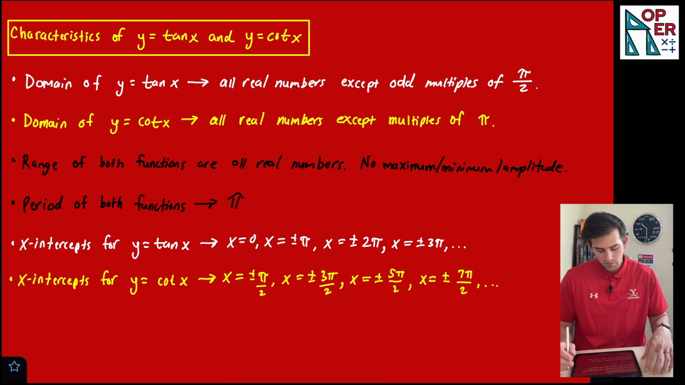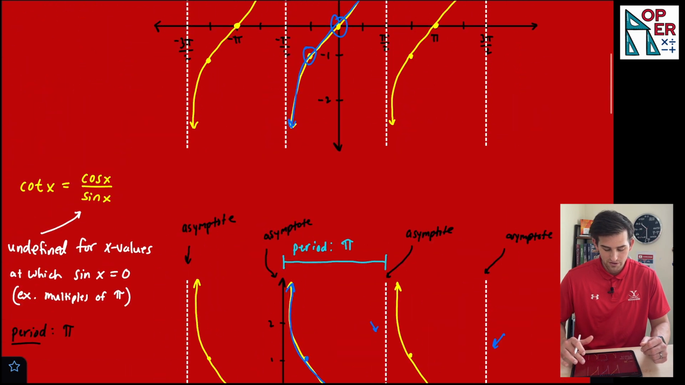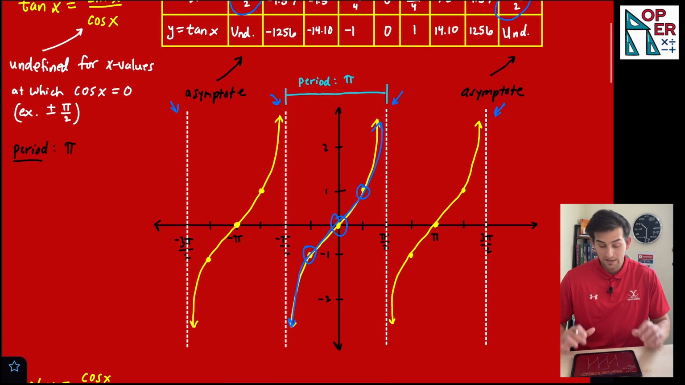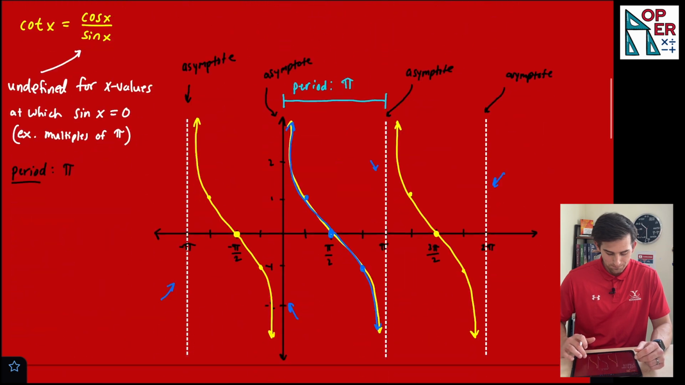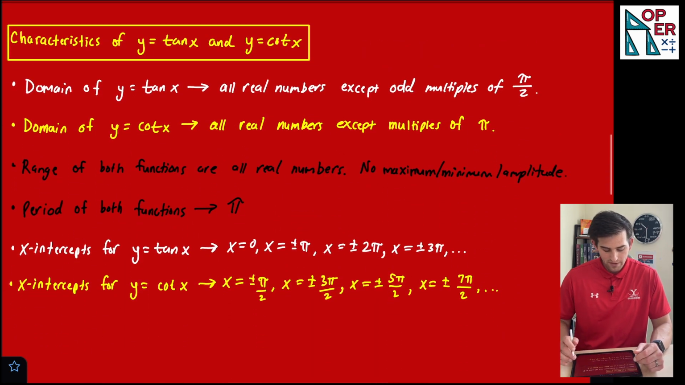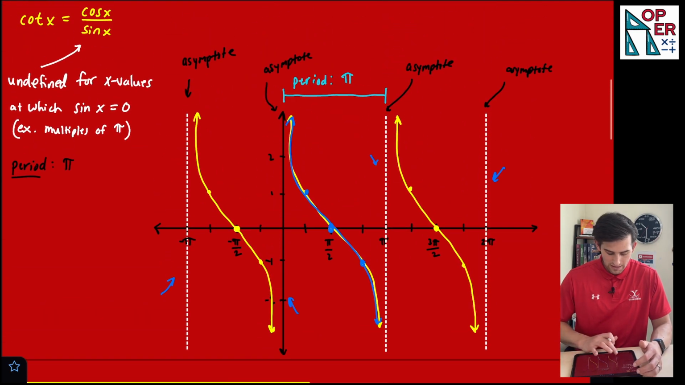Here in white, we have some characteristics for tangent. Yellow is cotangent, and black will apply to both tangent and cotangent. The domain of y equals tangent of x is all real numbers except odd multiples of pi over 2. If we go back to our tangent graph, that is where our asymptotes lie. Now for the domain of cotangent of x, it's all real numbers except multiples of pi, and once again, that's where we saw our asymptotes for cotangent.